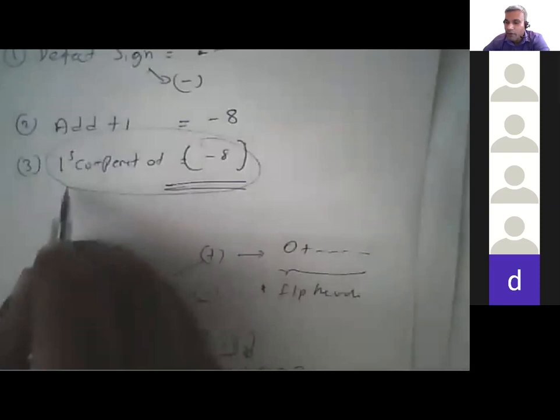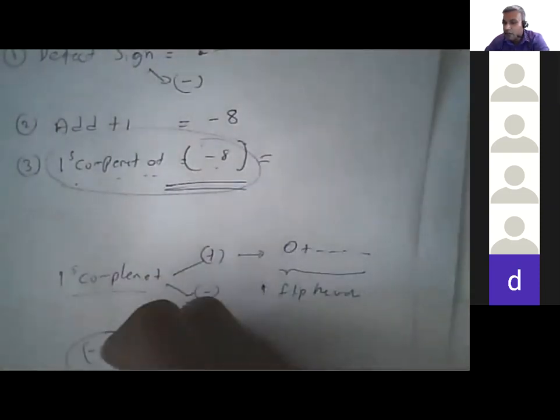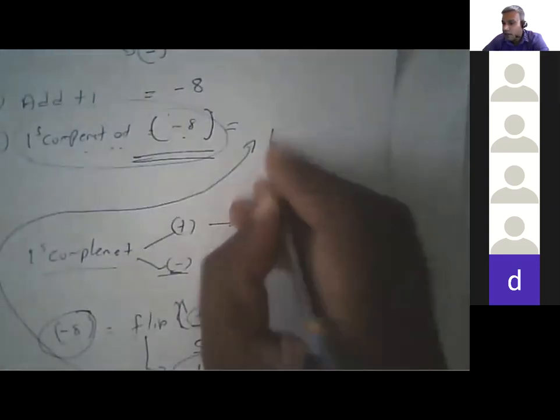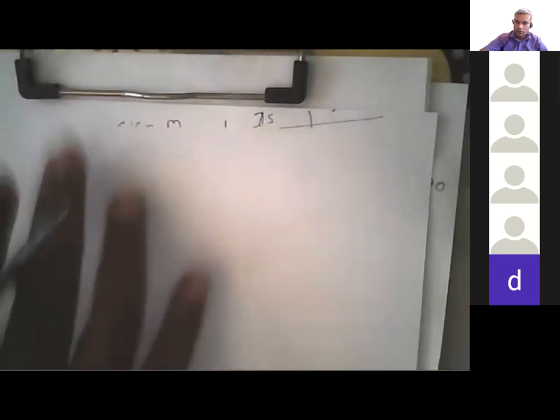So here we want to get the 1's complement of -8, and we have done that one. So that value is, you can write here, 1, 0, 1, 1, 1. Okay. So the easiest way to remember is we start with sign and magnitude.